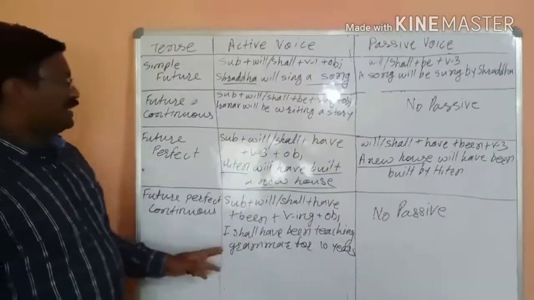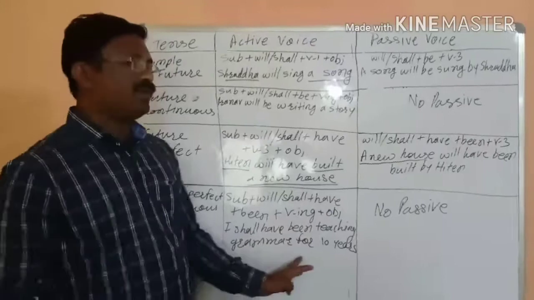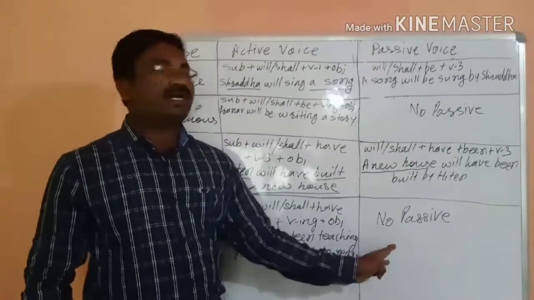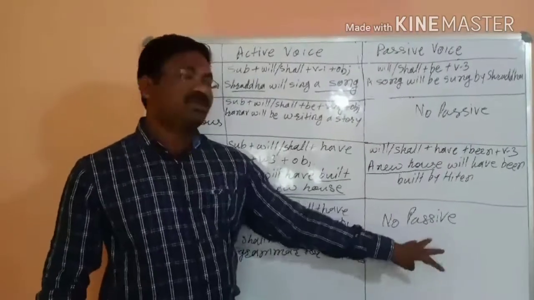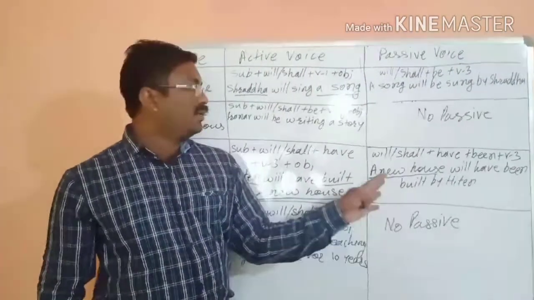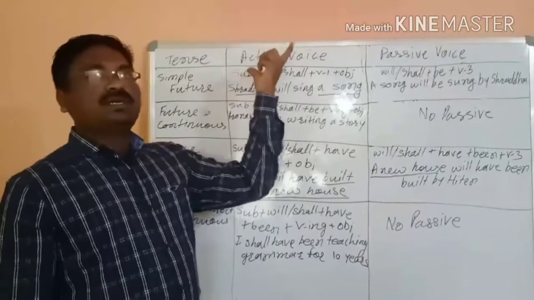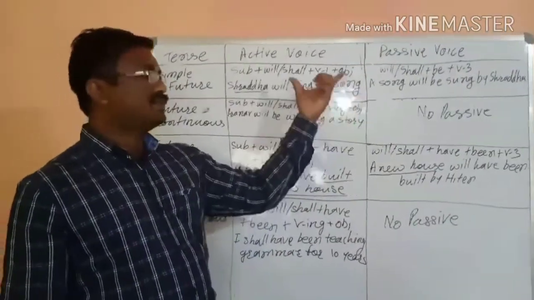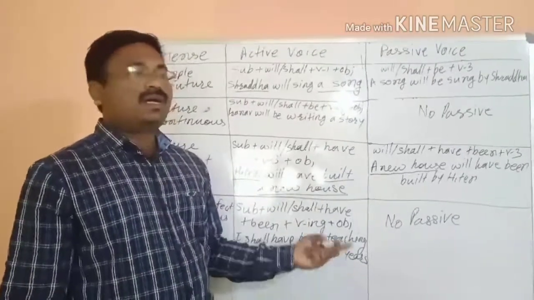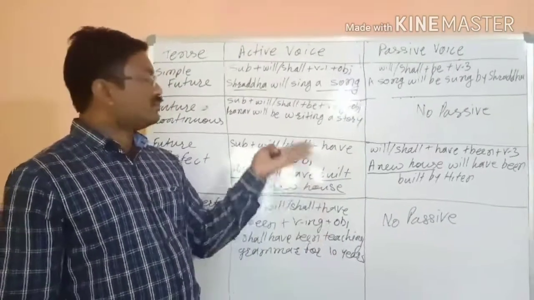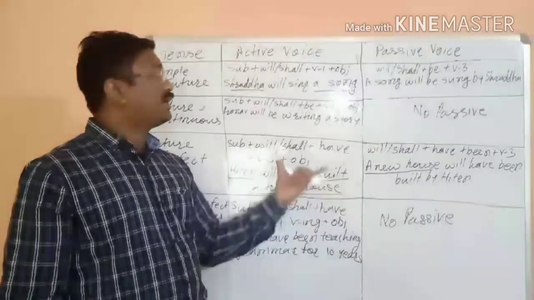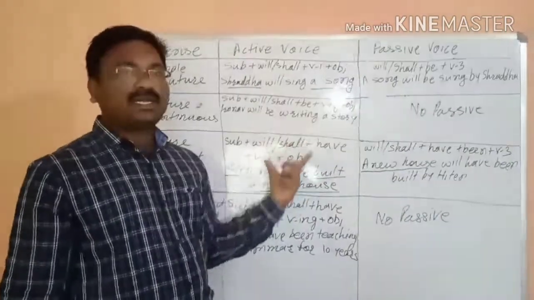I shall have been teaching grammar for 10 years. This sentence also we can't change into passive voice. I hope you understood tenses as well as active and passive voice through this table. Again we are going to learn all these tenses and active and passive voice with examples.